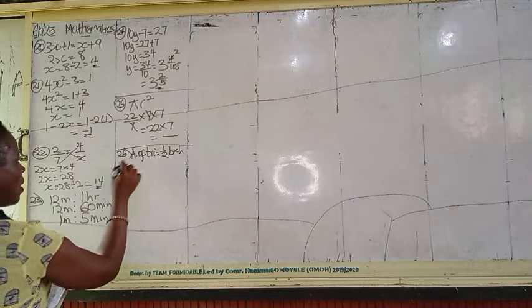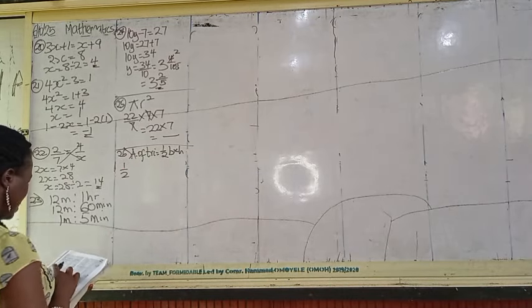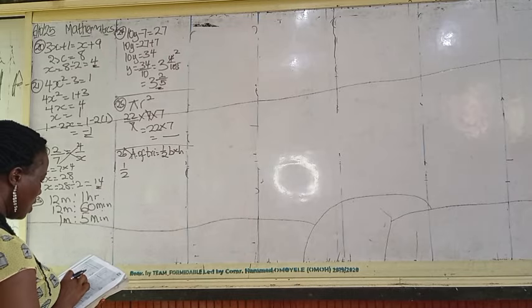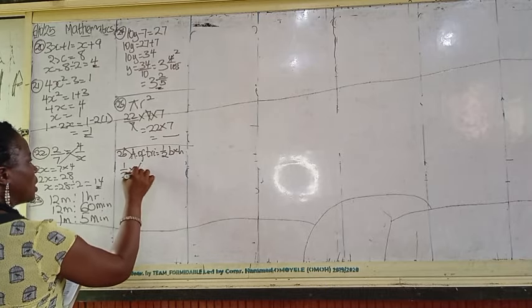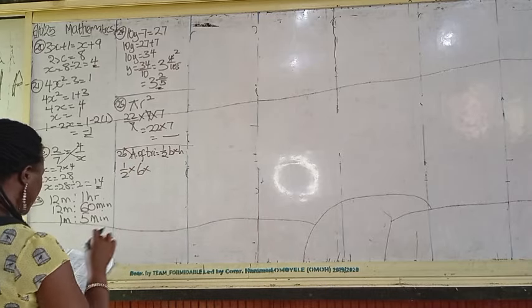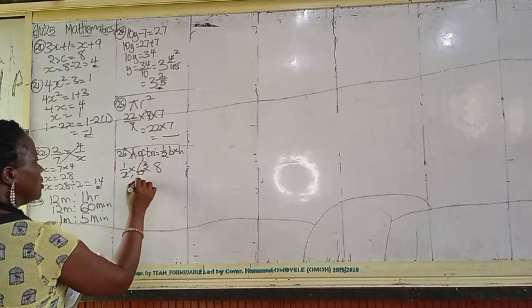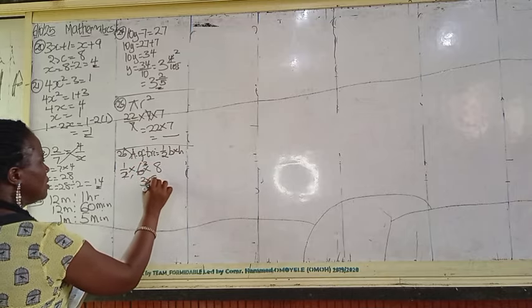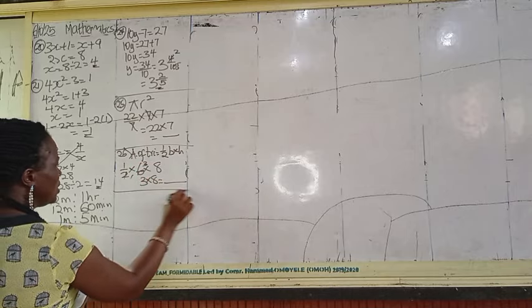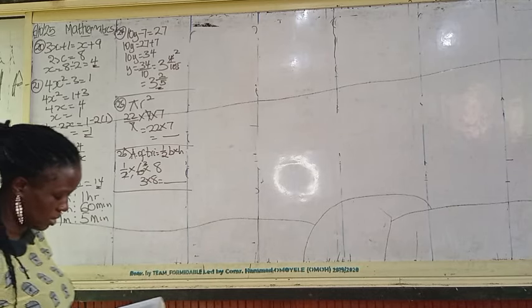So our 1 over 2 is constant. Our base in the question is what? Our base is 6. And our height is what? 8. So 2 here 1, 2 here 3. So we have 3 times 8, which is equal to 24. But do it and give me the answer in the comment section.